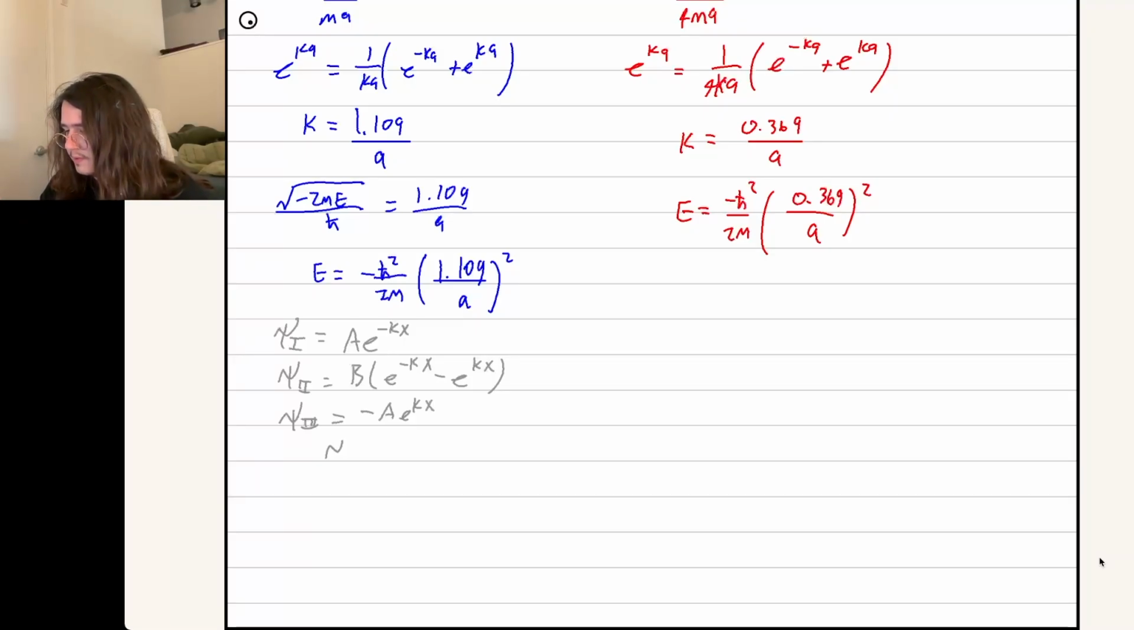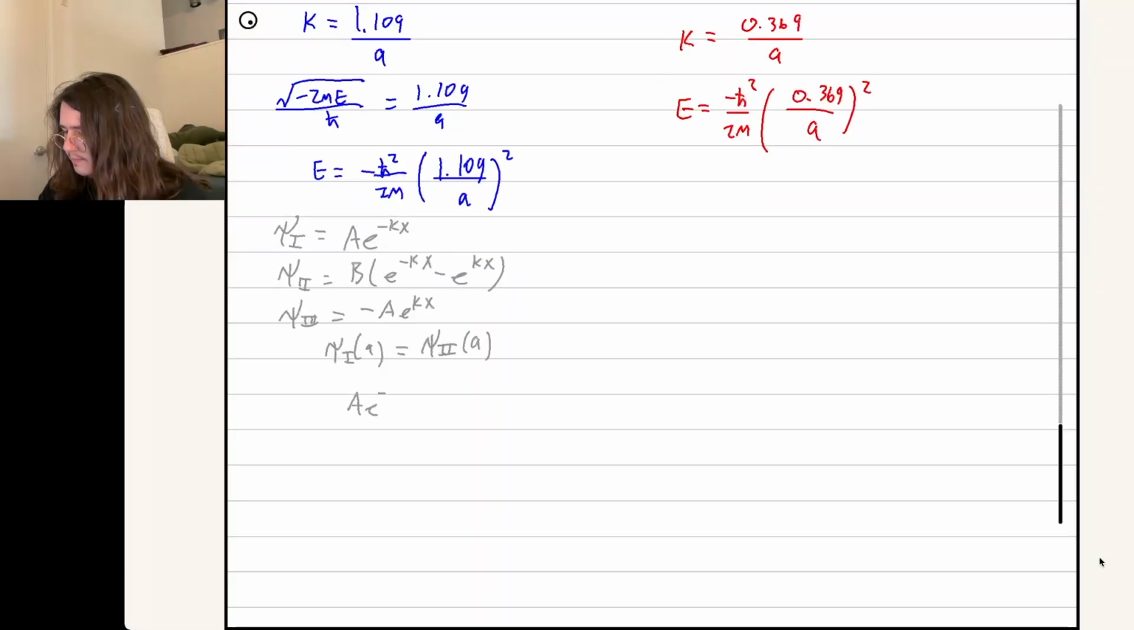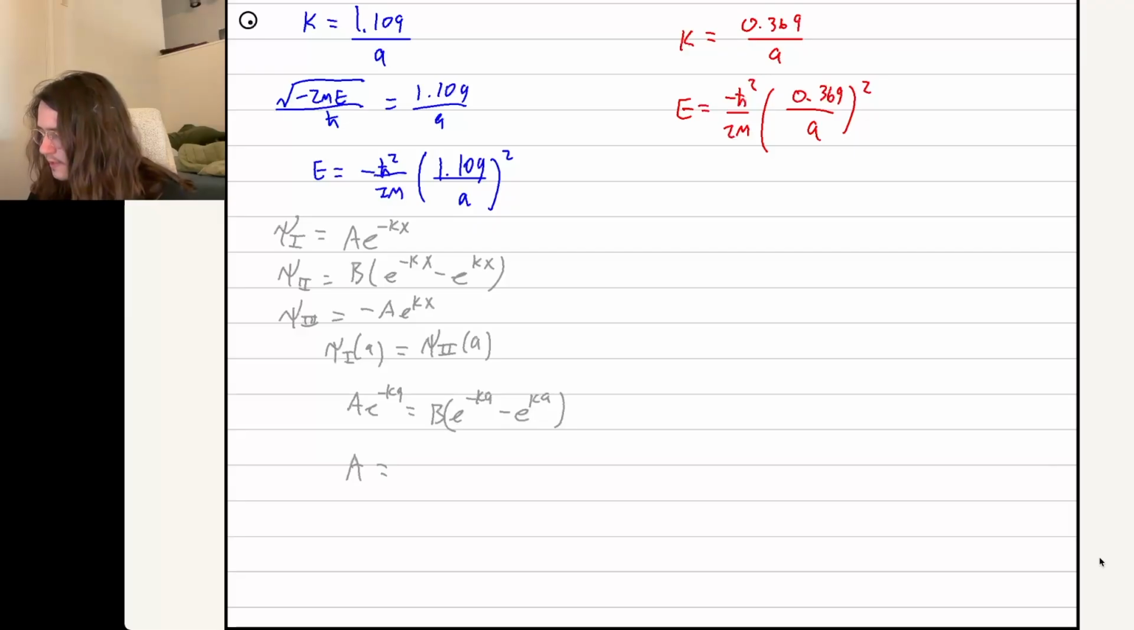And then we just kind of solve for the constants in the same way that we did before. That the wave function is continuous at the boundary x equal a, and so we have a e to the minus ka equals b e to the minus ka minus e to the ka. Then we can use that to say that a equals b times 1 minus e to the 2ka.